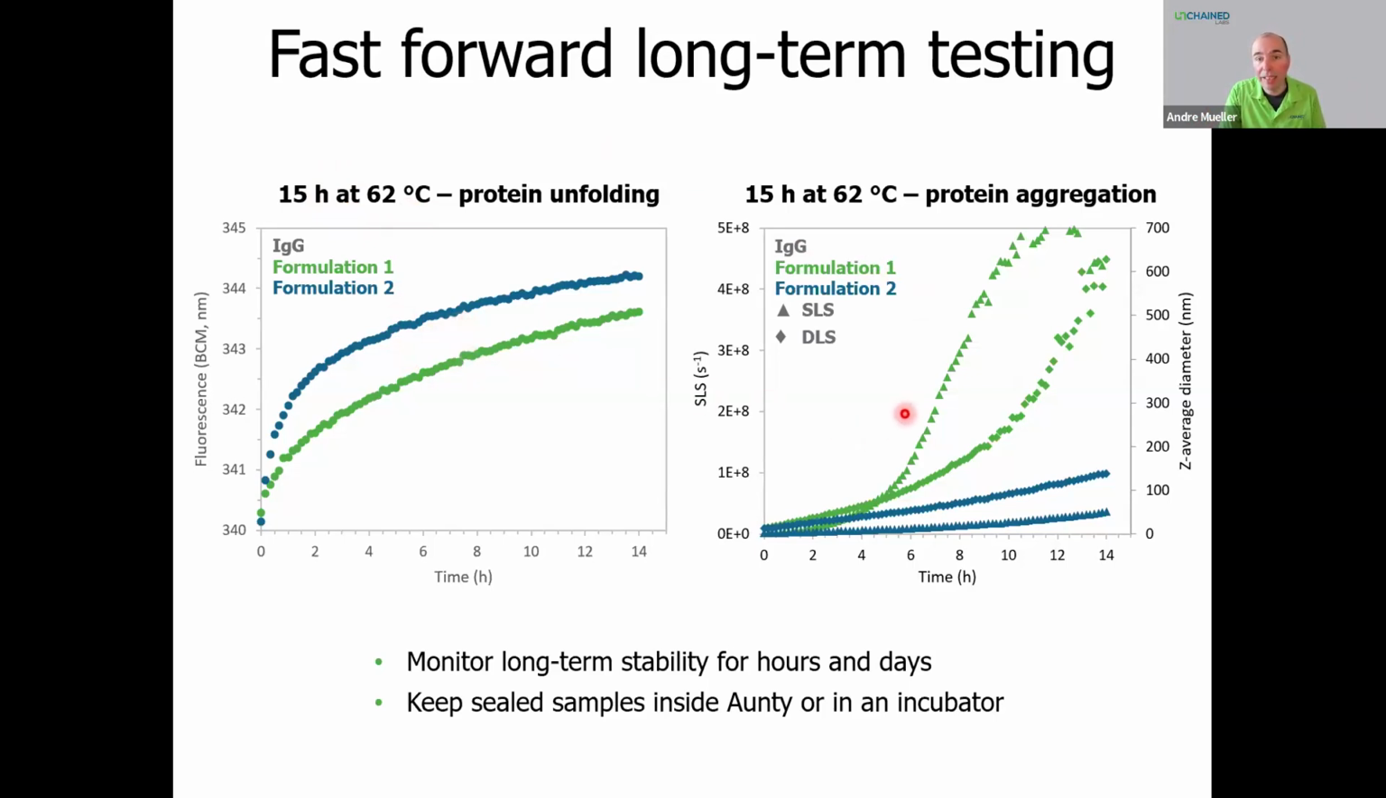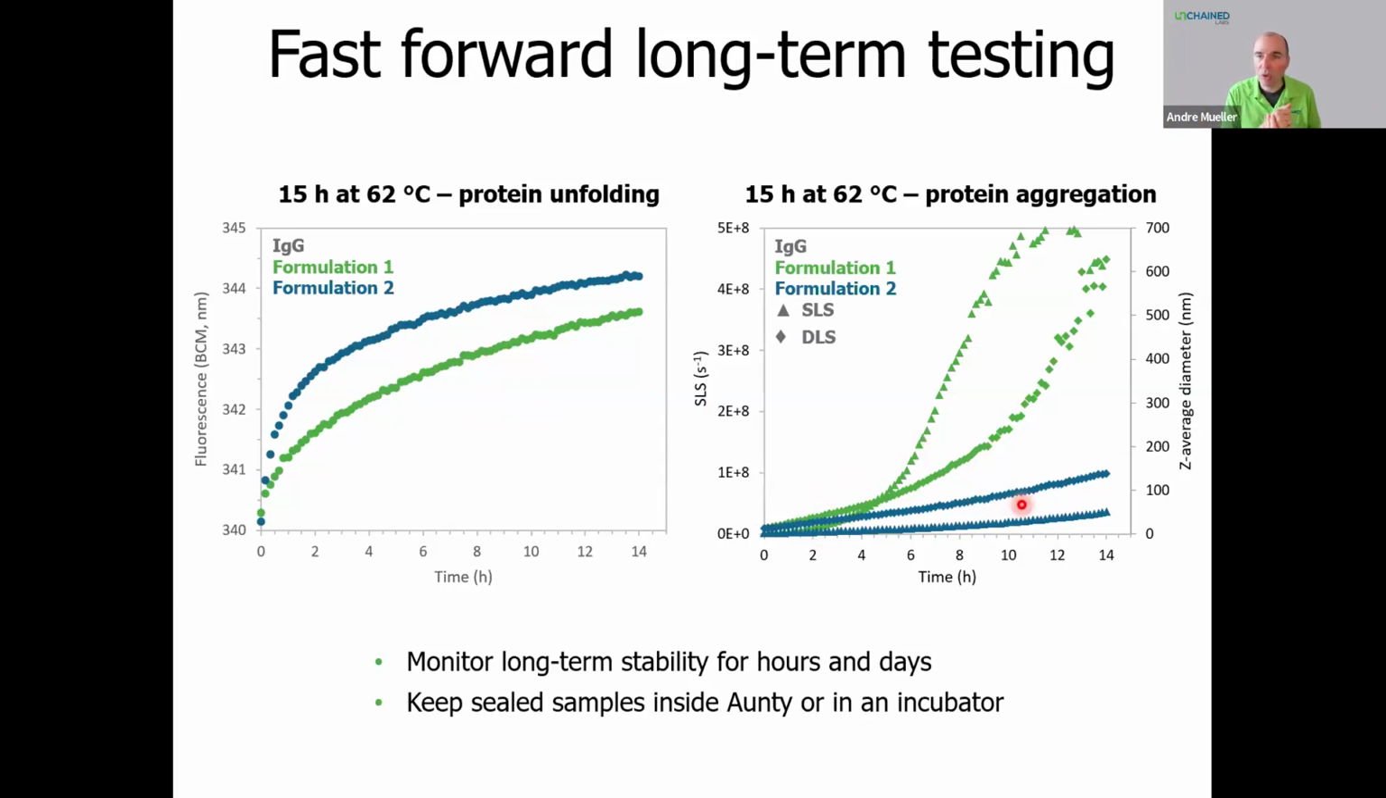In the right panel, we're looking at the light scattering data of this IgG over 15 hours at 62 degrees, and the triangles are SLS here, and the diamonds are our DLS information. You can see that formulation green leads to aggregation to a much higher degree than formulation blue. The green formulation, after 1.5 to 2 hours, you already have significant amounts of aggregates in there. And if I tell you that formulation blue used some arginine, you wouldn't be surprised, because arginine, of course, destabilizes conformationally, but stabilizes colloidally.